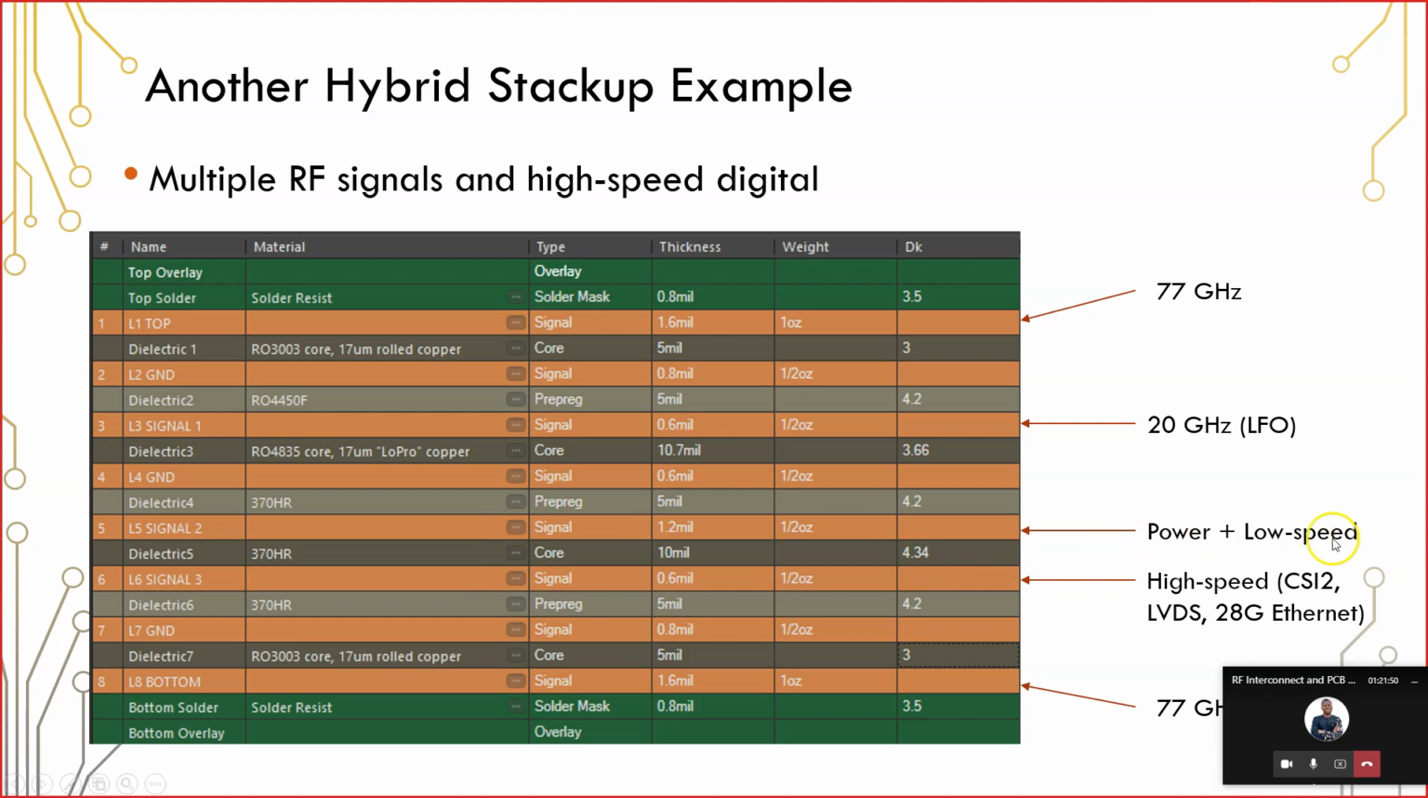Then we're able to have power and lower speed signals on layer 5. And again, we have this plane very close to layer 4 so that we have good decoupling. And then we have the high speed signals on L6. And then there's additional 77 gigahertz routing on the back side. And so doing this in this way allows us to interleave ground in between all of these different layers. And the reason that's done is so that these different types of signals are fully shielded from each other.